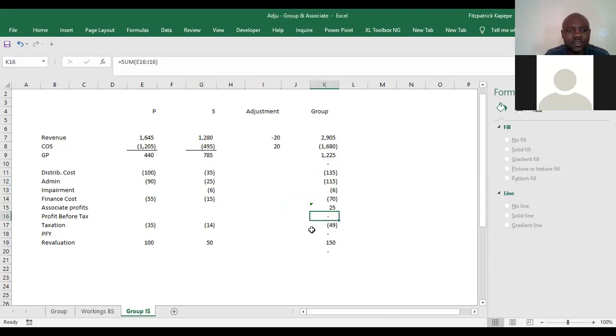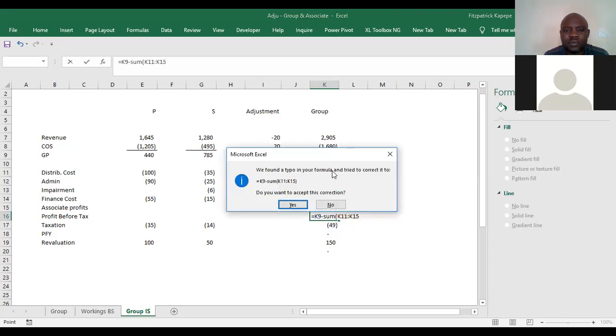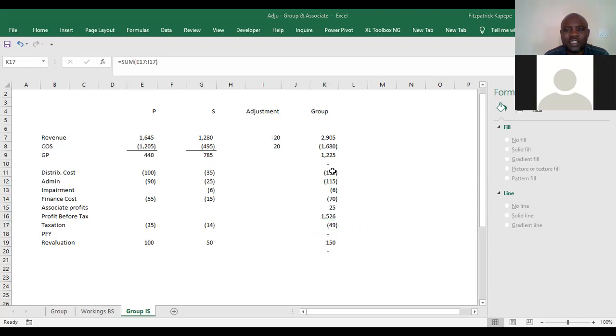So here then now, profit before tax would be, how much would be profit before tax? Sorry, would be this minus sum of that. I don't know why I'm missing it. This, sorry.